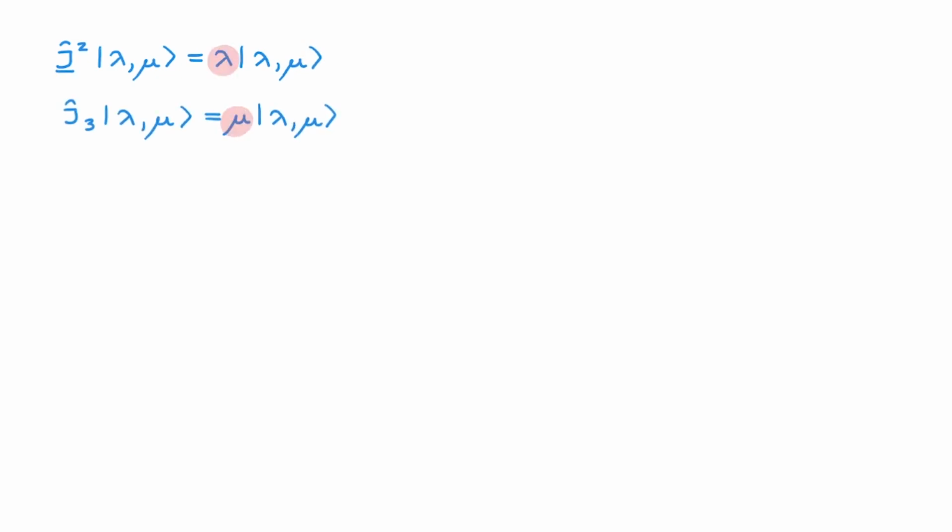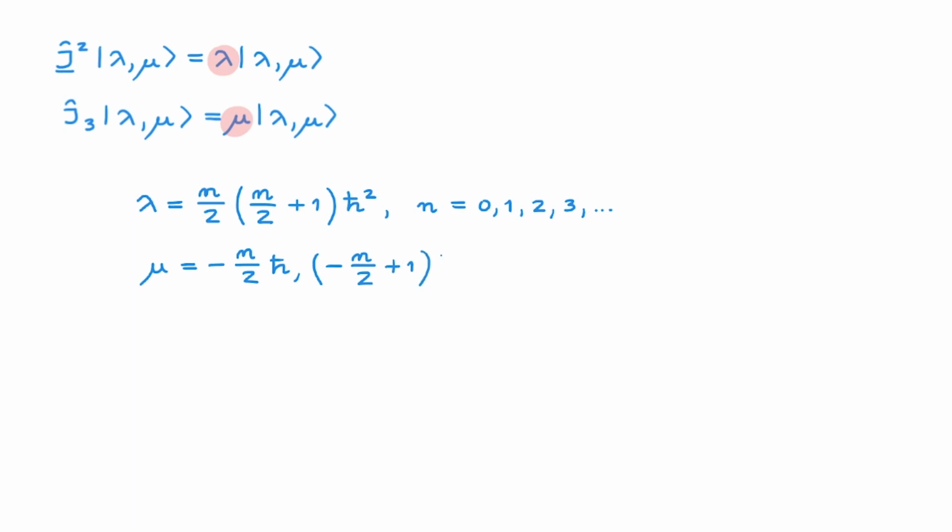So we've done it. We started with the general eigenvalue equations for j squared and for j3, where the eigenvalues lambda and mu are general, and we have now determined that the only allowed values of lambda are of this form. And for a given lambda, then there can be n plus 1 different values of mu, which are given by this list in steps of h bar.